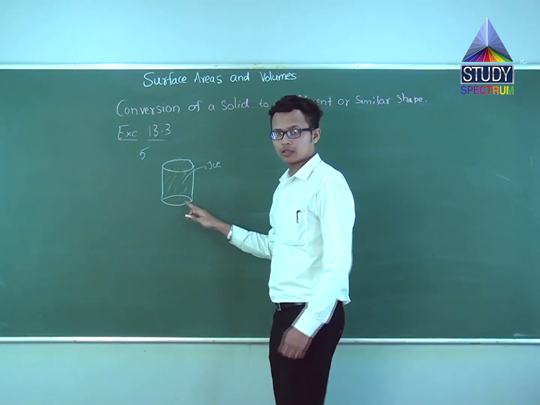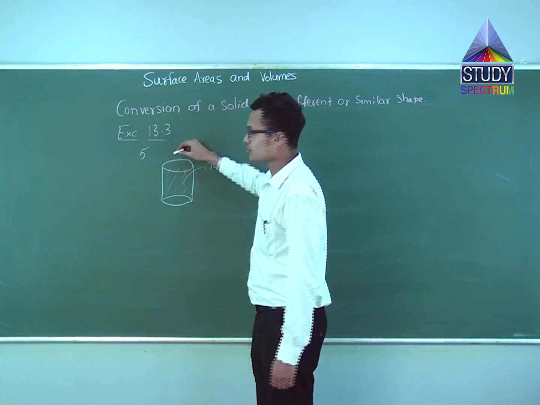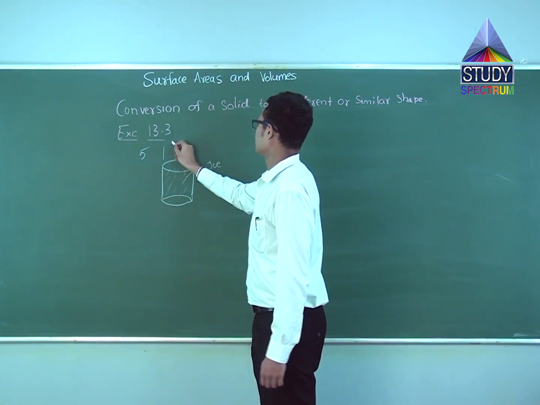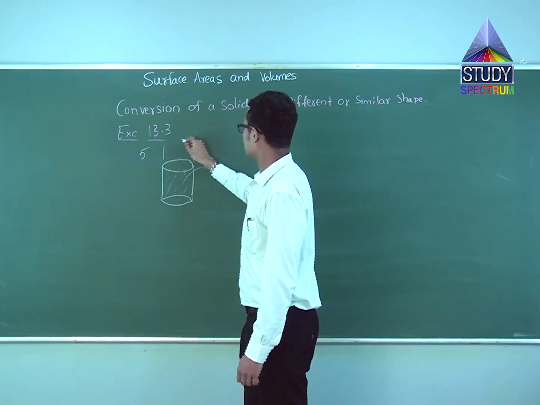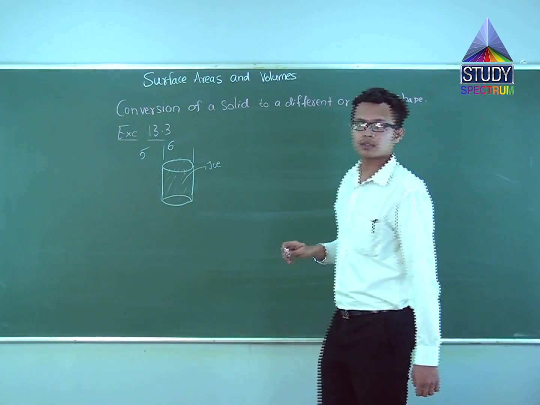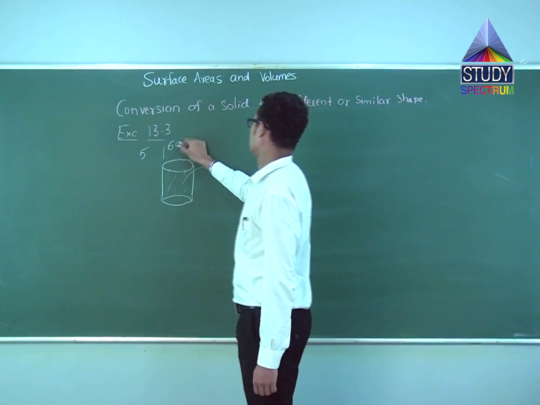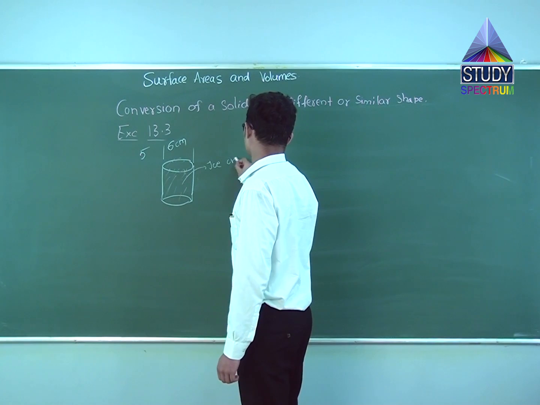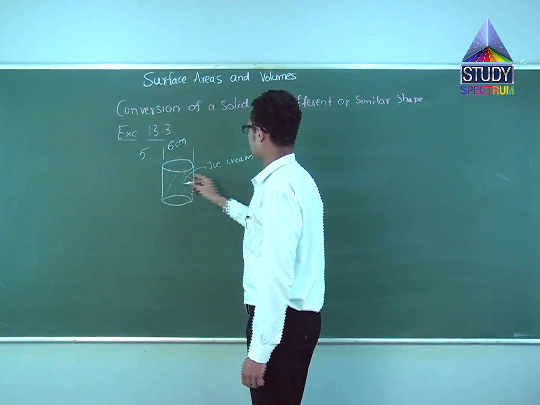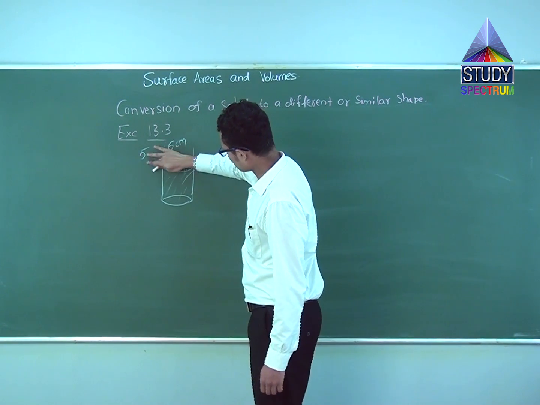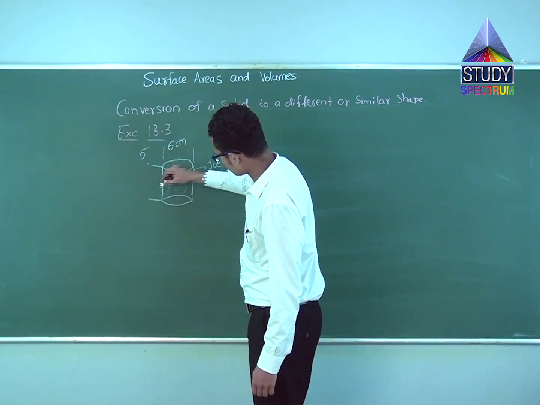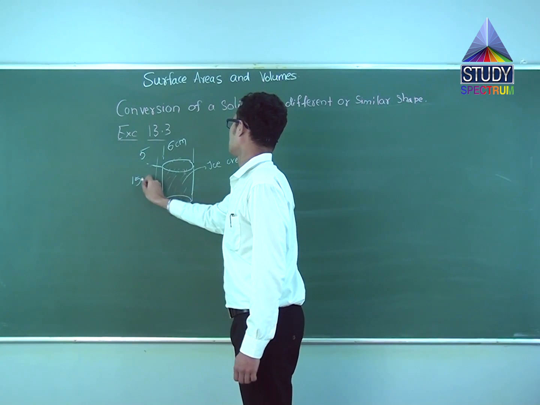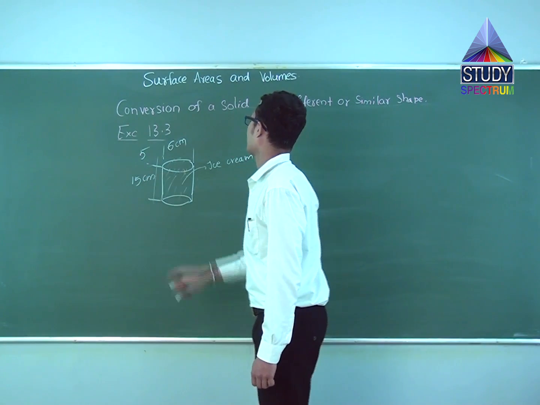And this container in the form of a cylinder has dimensions of diameter 6 centimeters, and the height is given as 15 centimeters.